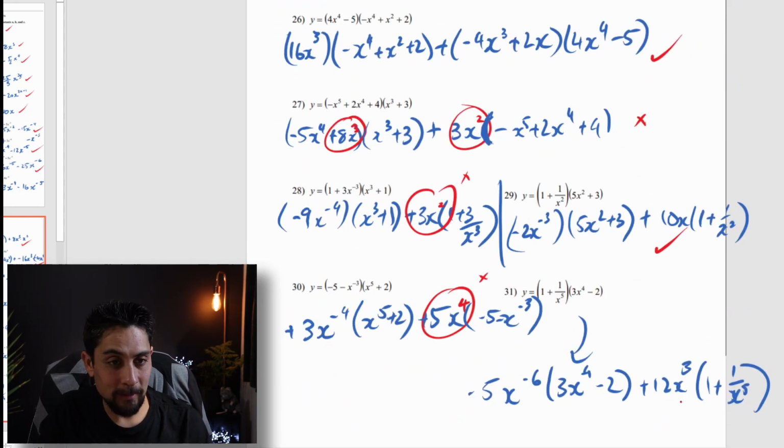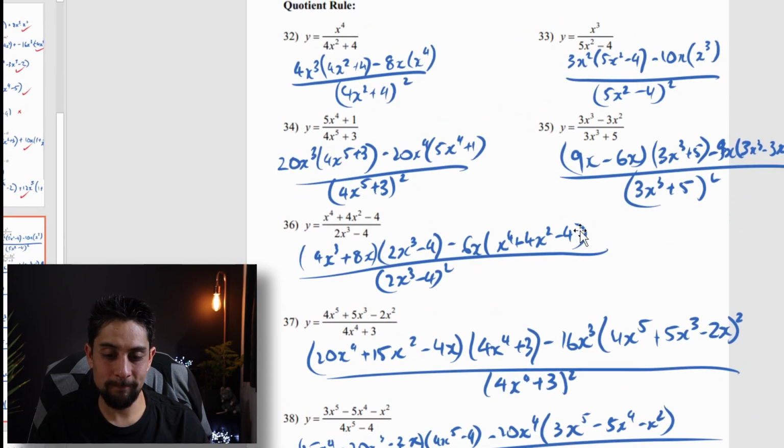Did I get number 31 wrong? 12x cubed, 1 plus 1 over x to 5 minus 5x negative 6. 3x 4 minus 2. Man, 4 wrong in that page. That's disappointing. See if we can do anything with quotient rule. I assume not, because quotient rule is harder than product rule.